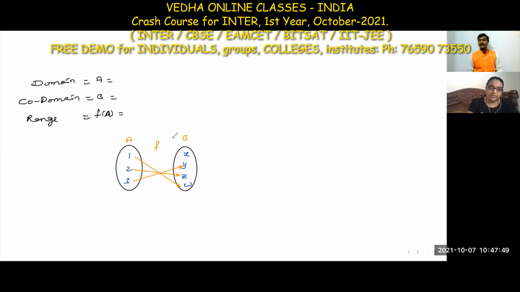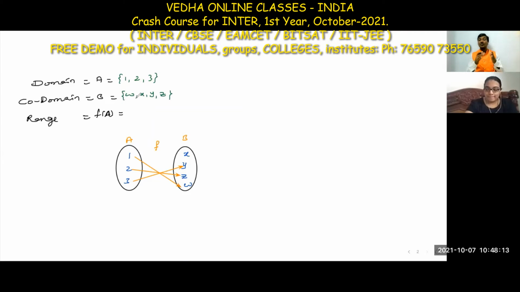Okay. So what is the domain here? Domain is nothing but the first set of elements. What are the elements in the first set? 1, 2, 3. Very good. What are the elements in the second set? W, X, Y, Z.